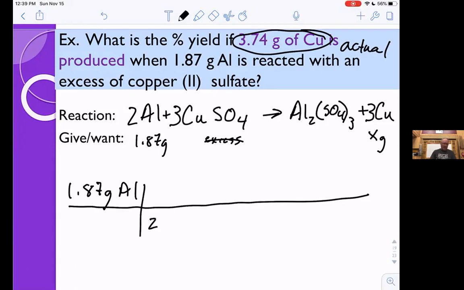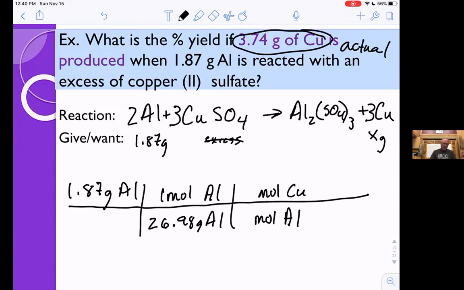The atomic mass of aluminum off the periodic table is 26.98 grams. 1 mole of aluminum is that 26.98. I can do a mole-to-mole ratio. There are moles of aluminum I am transferring to find the amount of copper. So moles of copper is a 2-to-3 ratio from my balanced equation. And then 1 mole of copper has a mass of 63.55.